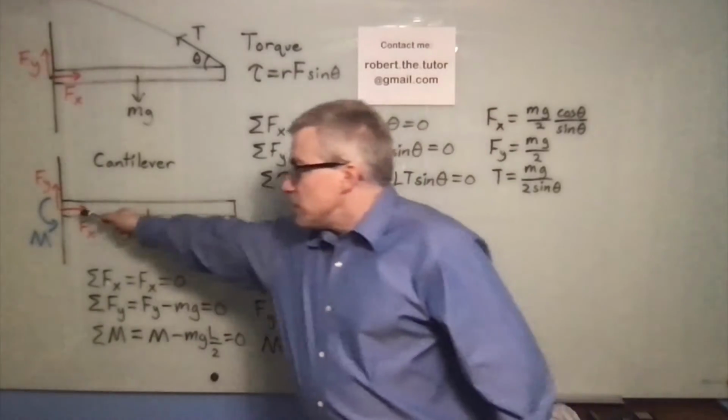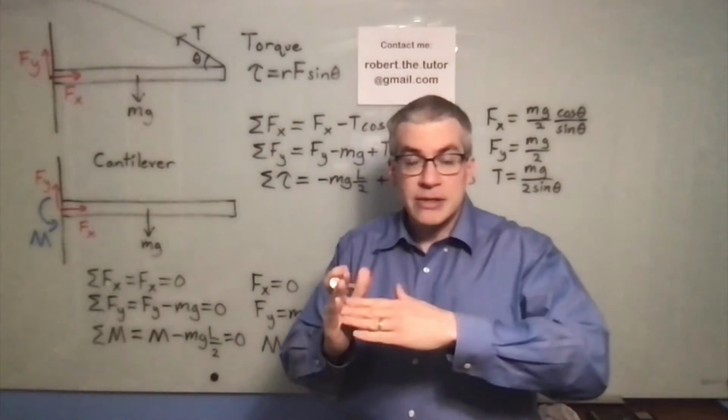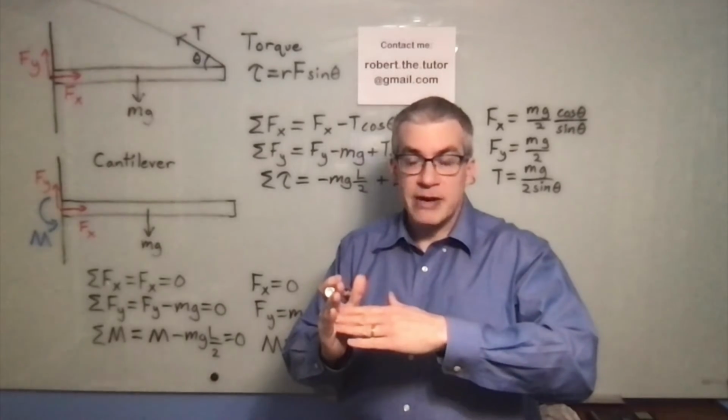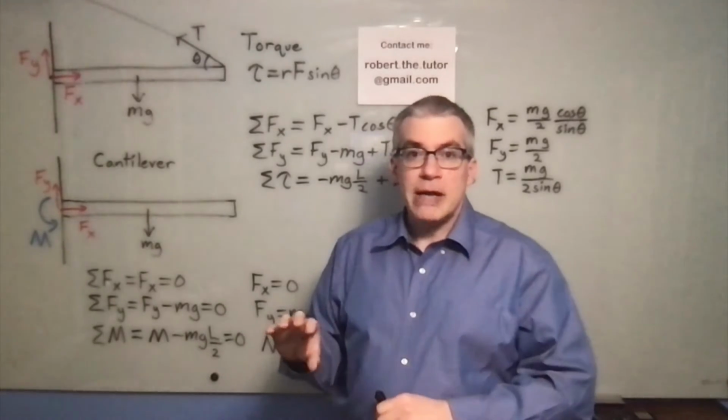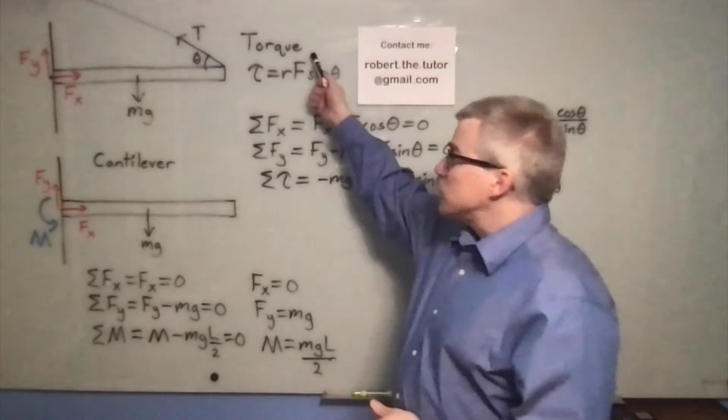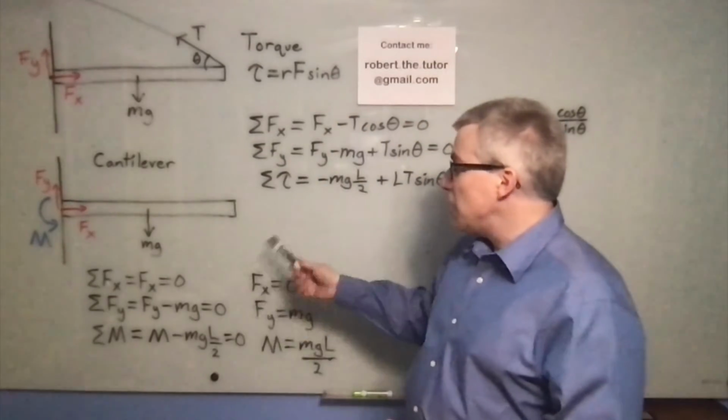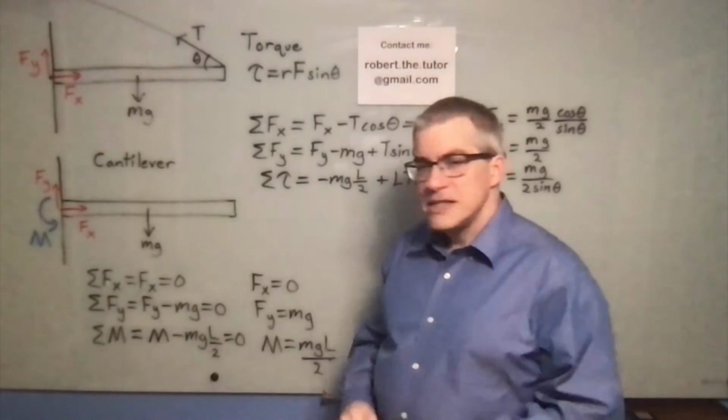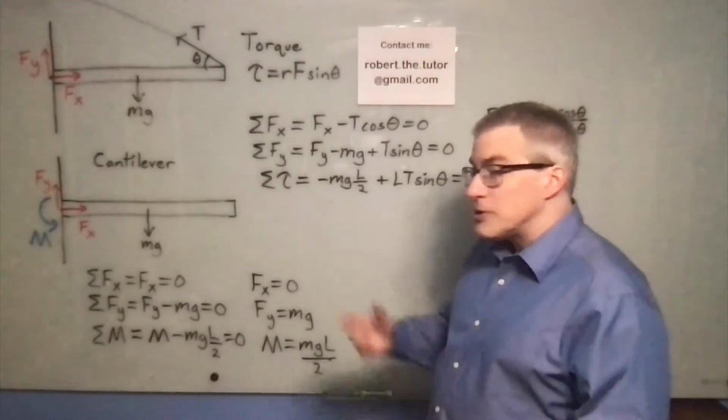The connection, the place where it's hooked on, is the only place there's going to be any force besides gravity. That is going to have what we call a moment. Basically, we call it torque in physics, and we call it a couple or a moment in statics. So how does this work?